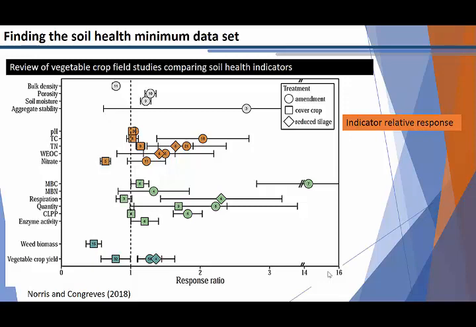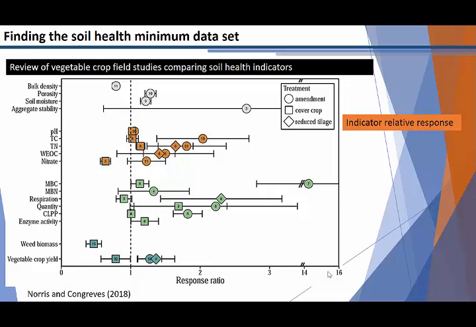This line here indicates the one-to-one line if you had the same response from plots that were not managed as soil health plots and plots that were. And the soil health practices that they looked at are organic amendment, cover crop, and reduced tillage. Now, these first 4 properties here, bulk density, porosity, soil moisture, and aggregate stability, they all respond well to adding organic amendments. These next properties here are the biochemical properties like total carbon, total nitrogen, and those all respond well to organic amendments, cover crop, and reduced tillage.